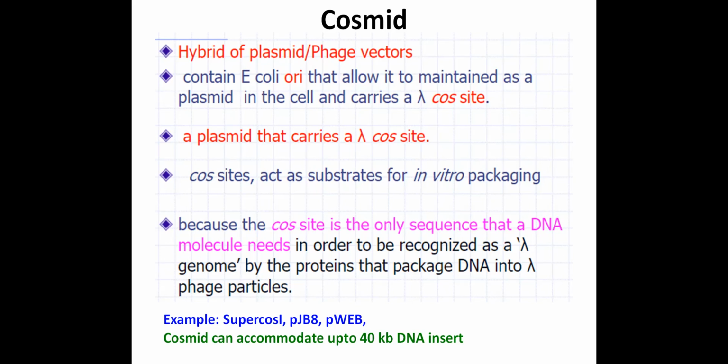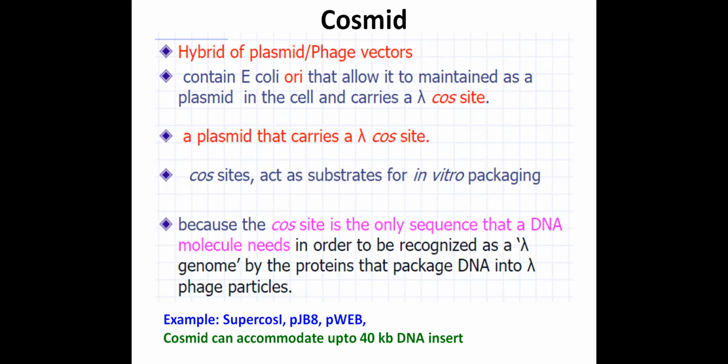So when any plasmid has a cos site, this cos site acts as a substrate for in vitro packaging, because the cos site is the only sequence that is required to be recognized by the lambda proteins that pack the DNA into the lambda phage particle. Means if a cosmid is basically a plasmid, it carries the cos site, and because of the presence of the cos site, your plasmid can get packed into the phage particle.